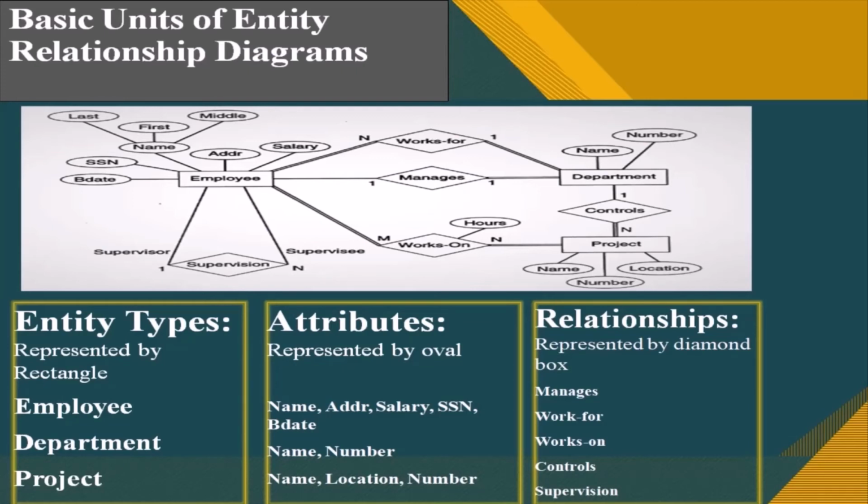In the figure, there are relationships which are shown by diamond boxes. Manages is a relationship, works for is another relationship, and works on is another relationship. Controls is the relationship between the department and project entity types, and supervision is a relationship between employee type entities.